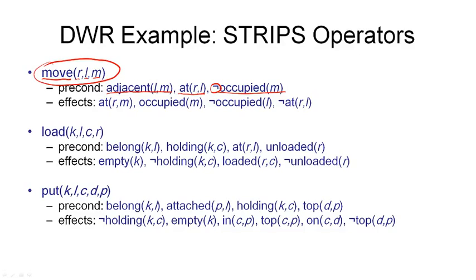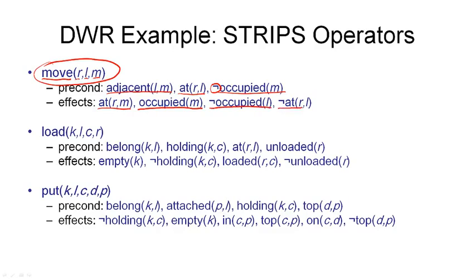And then we have the effects, again two positive effects and two negative effects here. Let's look at the positive effects first. When we move robot R from location L to location M, as a result, the robot will be at location M, and the location M will be occupied as a result of this action. These are the effects that are added by this operator, hence this is known as the add list. The delete list, or the negative effects of this operator, are that the location L is no longer occupied. We've just moved the robot away from this location.